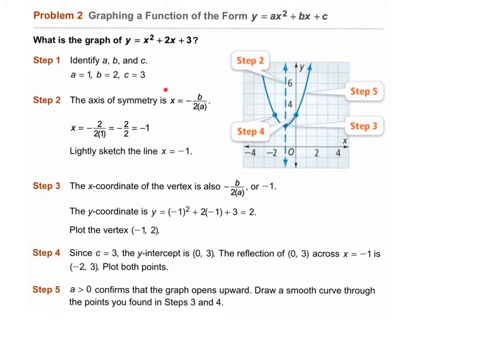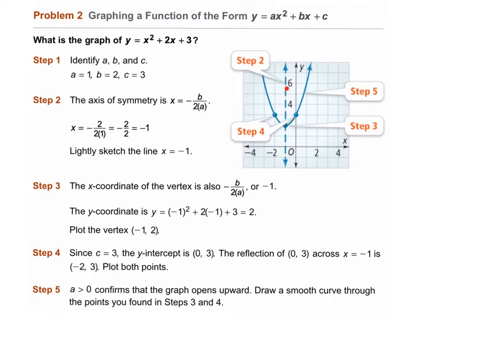First thing we're going to do is use our formula, x = -b/(2a), and we're going to plug in b and a and simplify. So we would plug in 2 for b and 1 for a. We would have negative 2 over 2 times 1, which is 2, which simplifies down to negative 1. So once we get that, we're going to go right to our graph and draw that vertical line through negative 1 on the x-axis. That's our axis of symmetry.